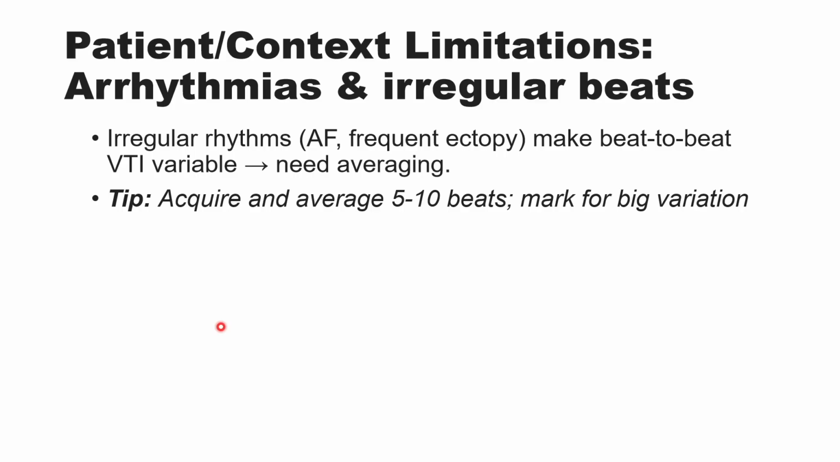I'm sure you find this challenge quite often. The patient may come with atrial fibrillation or ventricular ectopics. The main challenge here is that there may be beat-to-beat variability of the VTI. So how to address this challenge? The way I address this challenge is that I do 10 measurements. I know it takes a bit of time, but once I do the 10 measurements, I can do the average, and that gives me a more realistic VTI result rather than relying on only one result.